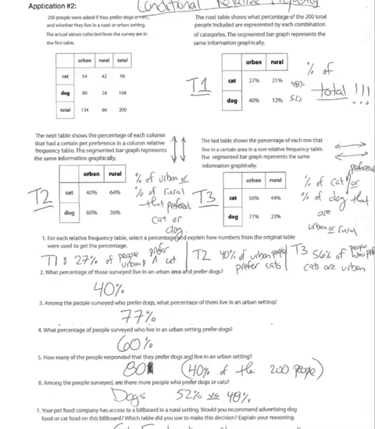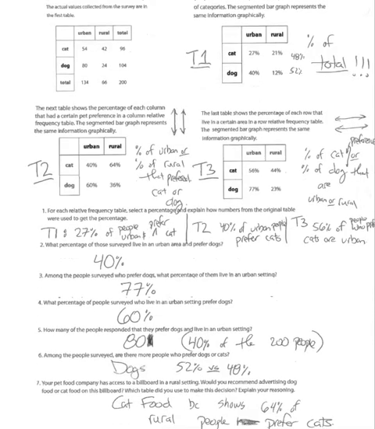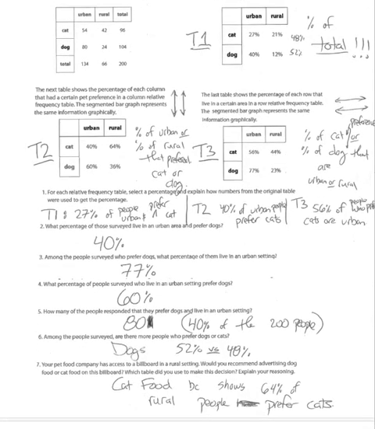It says among the people surveyed, that is all of them, are there more people who preferred dogs or cats? So we can actually look at the general one that is just raw numbers. Preferred cats is 96, preferred dogs is 104. So that would be dogs. Or you could look at the percentage one for T1. And the last one says, your pet food company has access to a billboard in a rural setting. Would you recommend that they advertise dog food or cat food? And it would be cat food because it shows that 64% of people in the rural areas from T2 preferred cats. Now let's take a peek at your homework.